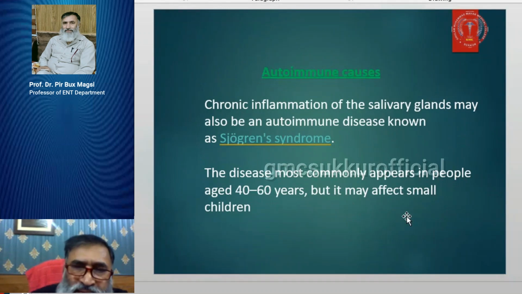Autoimmune causes: chronic inflammation of the salivary glands may also be due to an autoimmune disease known as Sjogren syndrome. Sjogren syndrome is very, very important. Either you will get a short essay or certain MCQs. So Sjogren syndrome is an autoimmune disease. The disease most commonly appears in people aged 40 to 60 years, but it may affect small children.